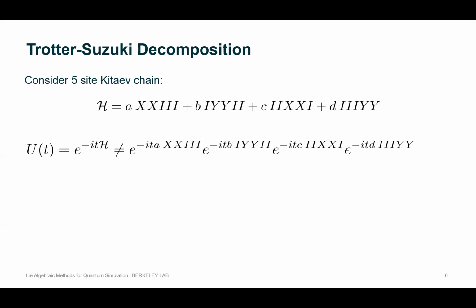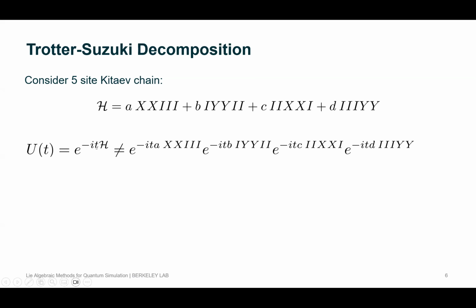Time evolution is done by exponentiating this Hamiltonian. You multiply it with minus iT, where T is your simulation time, and then you try to exponentiate. And luckily and unluckily, this exponentiation cannot be done in this way. Our not being able to do it this way is the reason that we are all getting paid. The reason is that the XXIII and IYYII terms do not commute. If they commuted, life would be easy, but they don't commute.